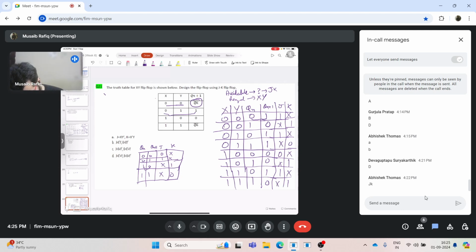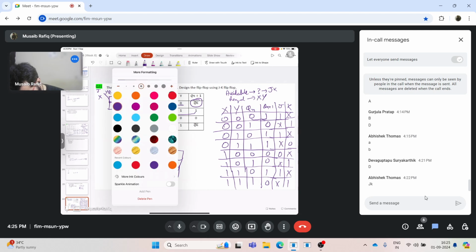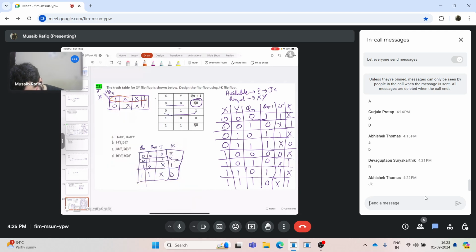So now what we need to do is write the expressions. Let me just write the expression for J first. So this is X, Y, and Q, and this is for J. And the truth table will be like 1 x x 1, then 0 x x 1. So we can construct a group on this. So J will be equal to X bar coming from this, and from this I will be getting Y, so X bar plus Y.